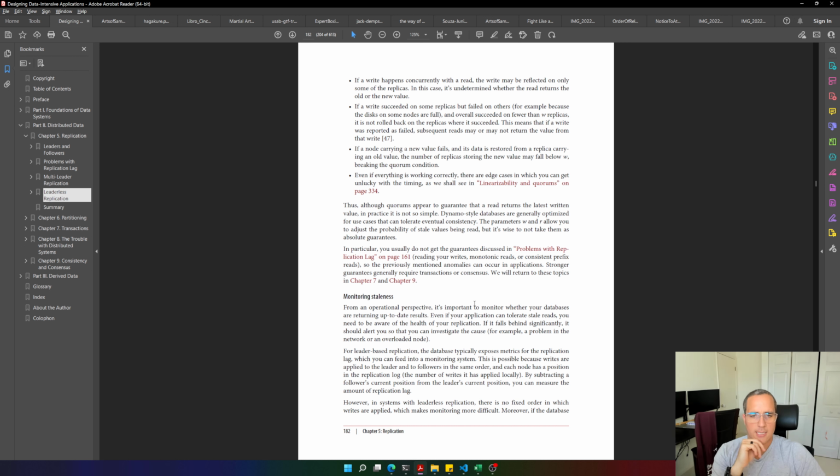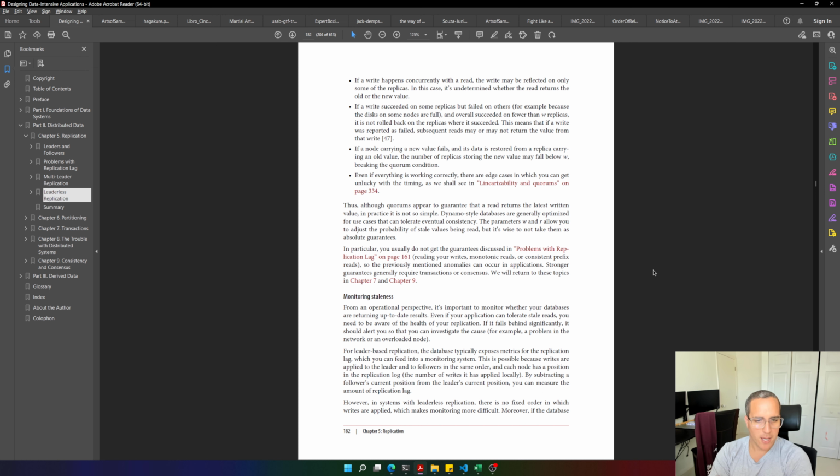Monitoring staleness. From an operational perspective, it is important to monitor whether your databases are returning up-to-date results. Even if your application can tolerate stale reads, you need to be aware of the health of your replication. If it falls behind significantly, it should alert you so that you can investigate the causes, for example a problem in the network or an overloaded node.